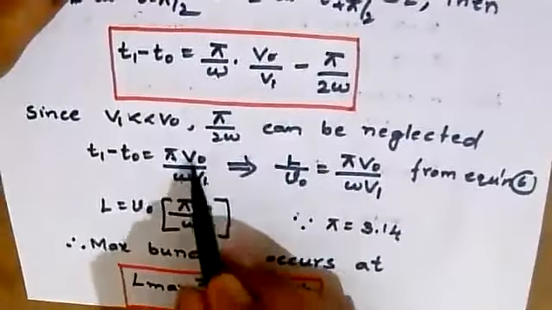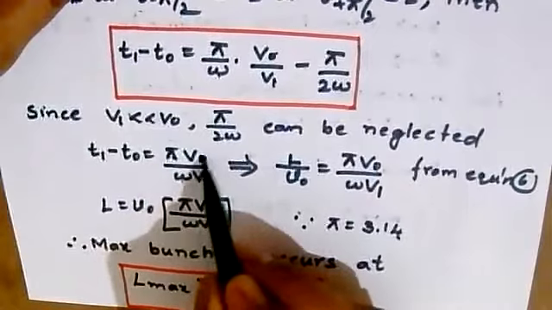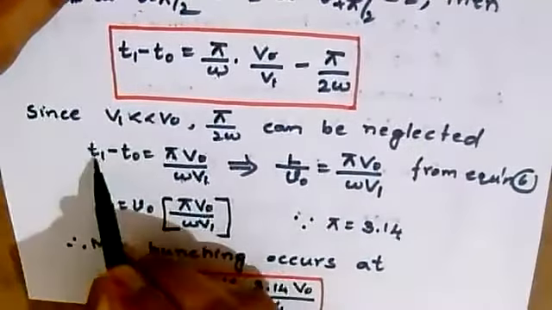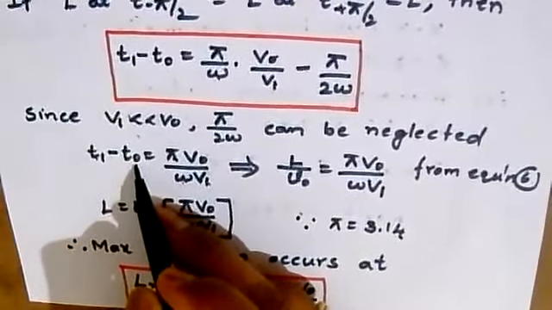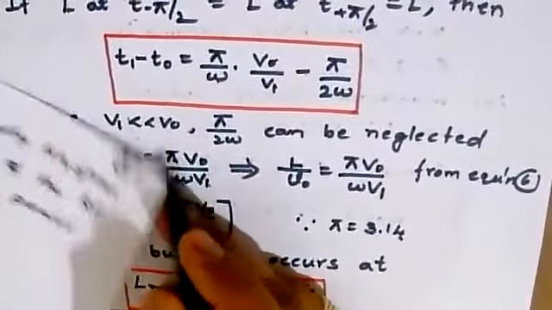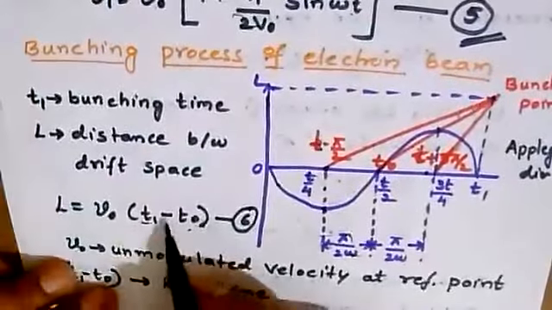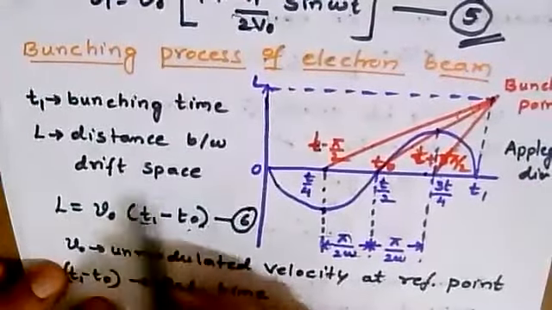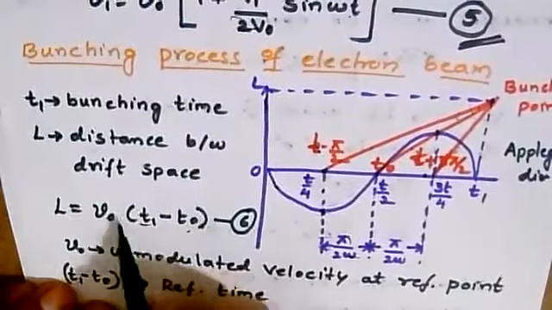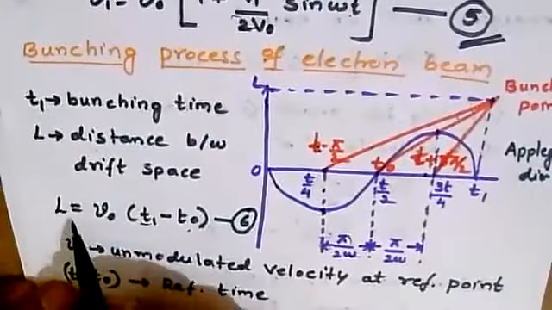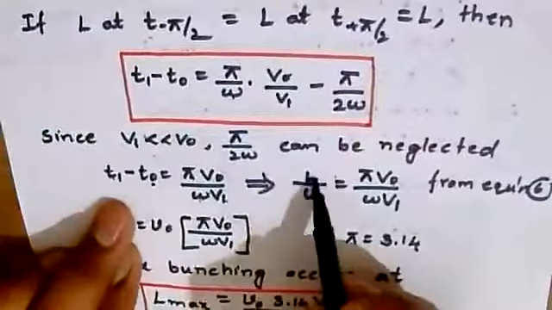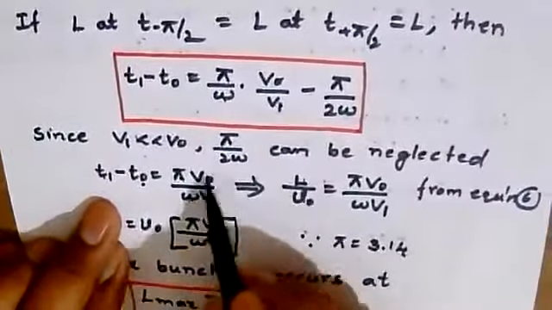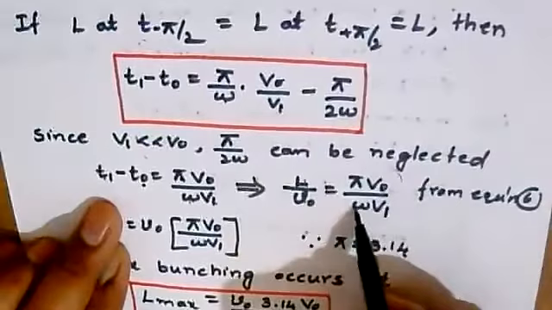Now with this, we know that T1 minus T naught is pi V naught by omega V1. If we consider the standard equation as a reference equation, you can take it as equation 6. From equation 6, T1 minus T naught is regarded as L by V naught. So I am using this particular equation here: T1 minus T naught can be written as L by V naught, and the right side term I am writing over here as it is.